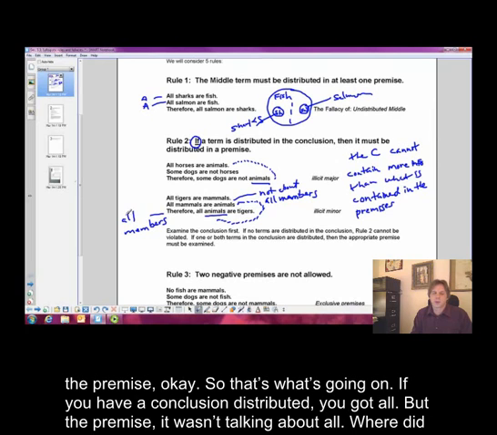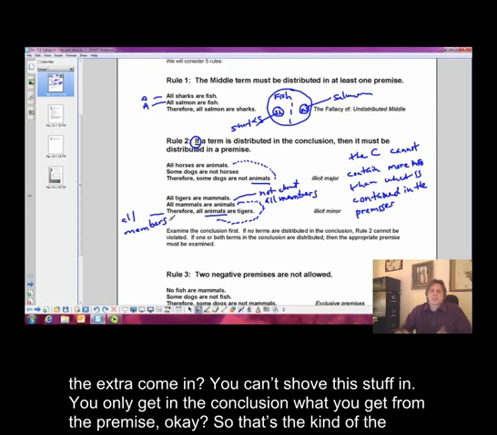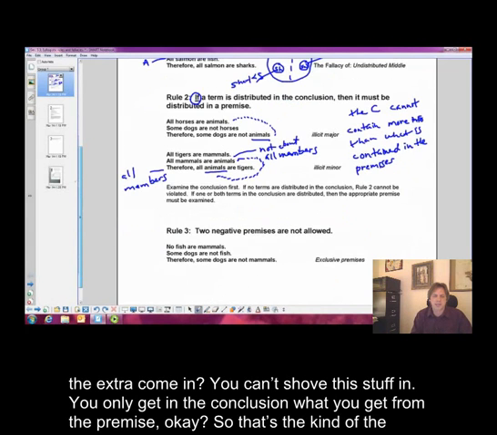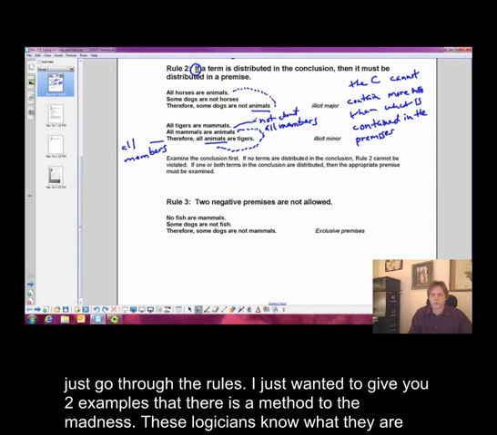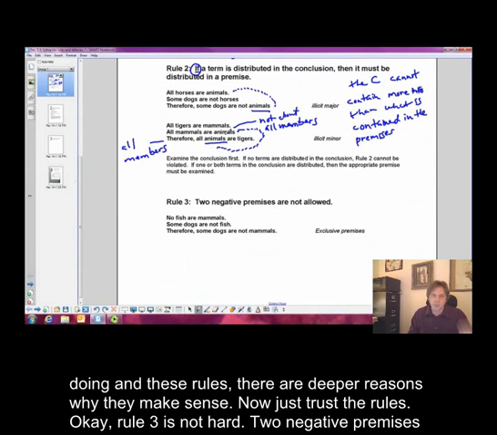If you have a conclusion distributed, you've got all, but the premise wasn't talking about all. Where did the extra come in? You can't shove this stuff in. You only get in the conclusion what you get from the premise. Okay? So that's the theory behind that. Now for the rules coming up, I'm not going to talk about the theory anymore. We'll just go through the rules. I just wanted to give you two examples that there is a method to the madness. These logicians know what they're doing, and there are deeper reasons why these rules make sense. Now just trust the rules.